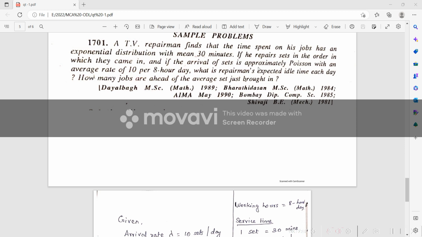And the arrival of sets is approximately Poisson with an average rate of 10 per 8-hour day. So what is given here? The arrival rate of sets follows Poisson. We know arrival always follows a Poisson distribution. The average rate of arrival is given per day. What is his day? 8 hours, because he is going to work only 8 hours in a day. So 8 hours of working is his one day, that is his working day. In one working day, 10 sets are expected to arrive. So it is given here.